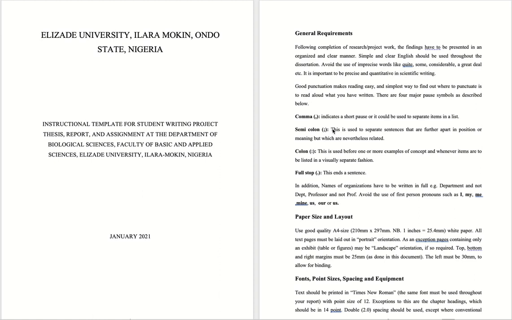And so, here is the dissertation guideline, where it provides you information about how you need to go about your writing. And you see that it touches on information that's required on using commas, semicolons, colons, and full stops. Many a time you see students making errors and inappropriate use of these things. And you also have how your paper size and layout needs to be done.